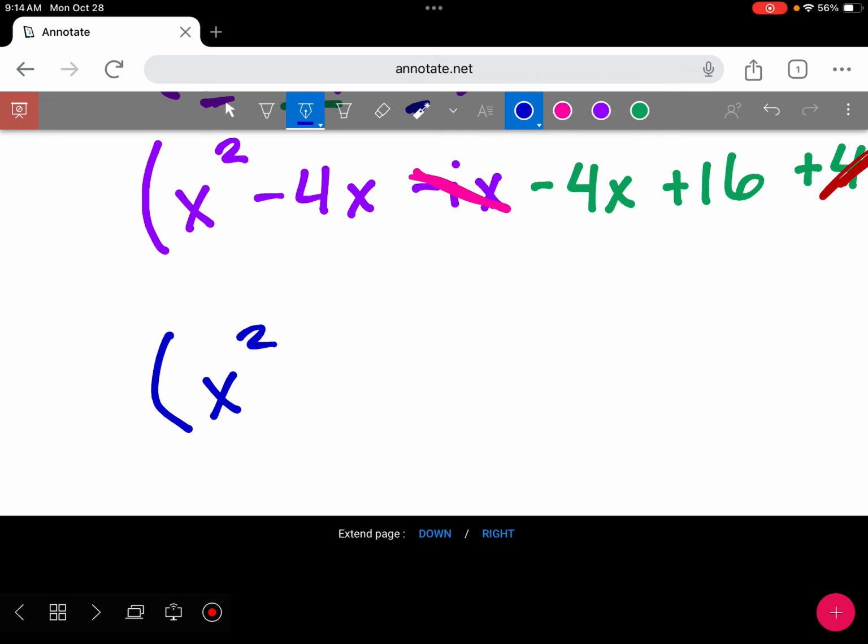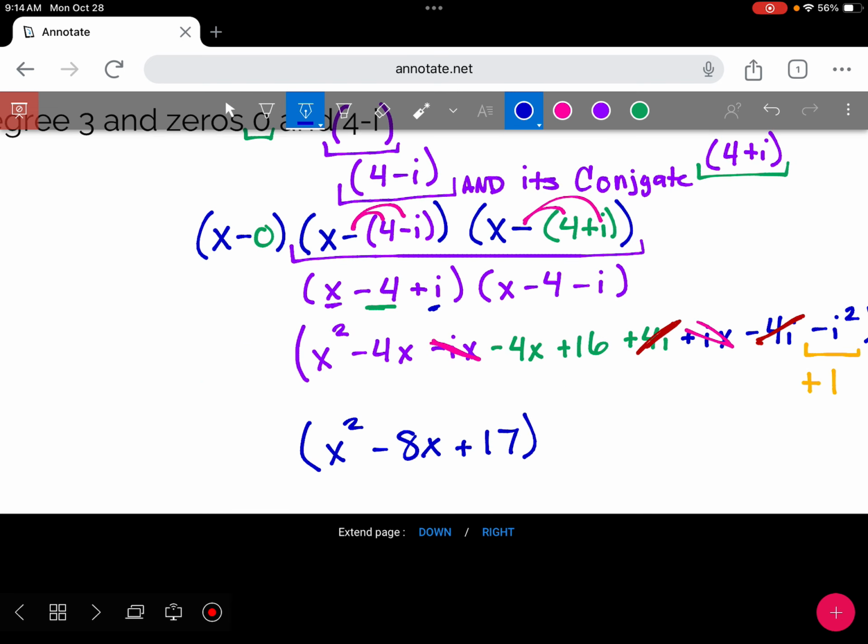x squared minus 8x plus 17. And then we also have our factor up here of x minus 0, also known as x. So our function, our f of x, in its irreducible form. There's not another way I could write this without finding those complex roots, because that quadratic does not factor. The only way we could find those roots is to use the quadratic formula to get those complex roots.